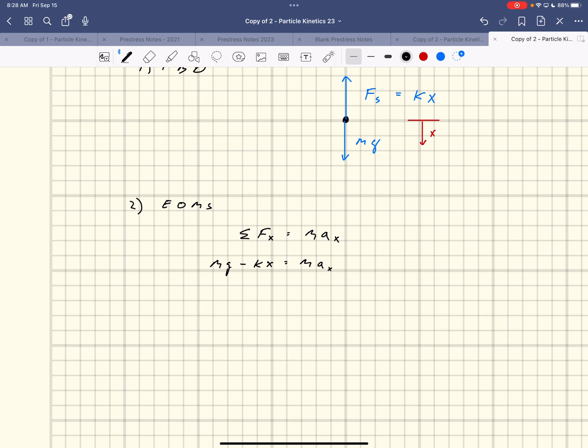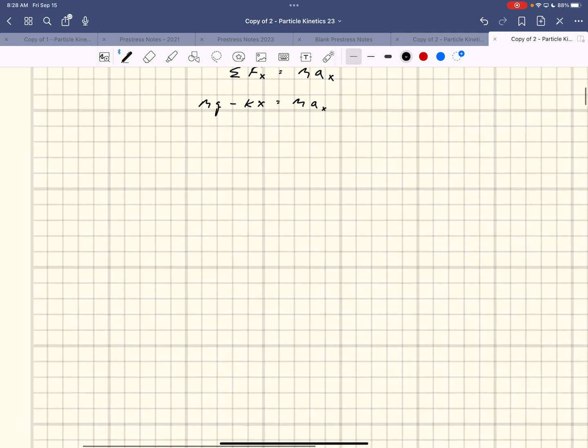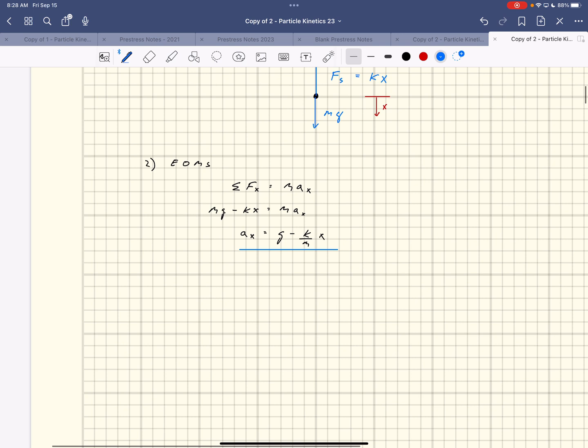Okay. Let me note what some of these variables are, right? So at that point too, again, our goal is to be solving for the acceleration. We're trying to come up with an acceleration equation. So at this point, you just solve for ax, just algebra. Ax is equal to g minus k over m times x. Right, and at this point right now, that's our equation of motion.